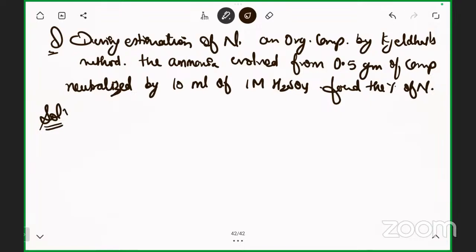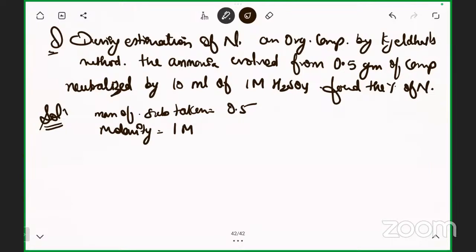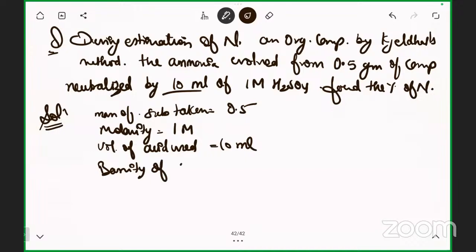First of all, the formula we'll use: 1M, meaning molar concentration, is given. So whatever is given, just write out. Mass of organic compound, mass of substance taken, is given, that is 0.5. Molarity of the acid is given, 1M. And volume of acid used is given, 10 ml. What else? Basicity. What is the basicity of H2SO4?